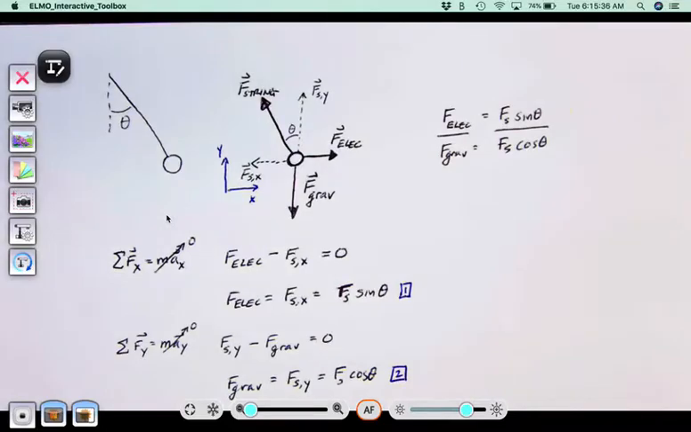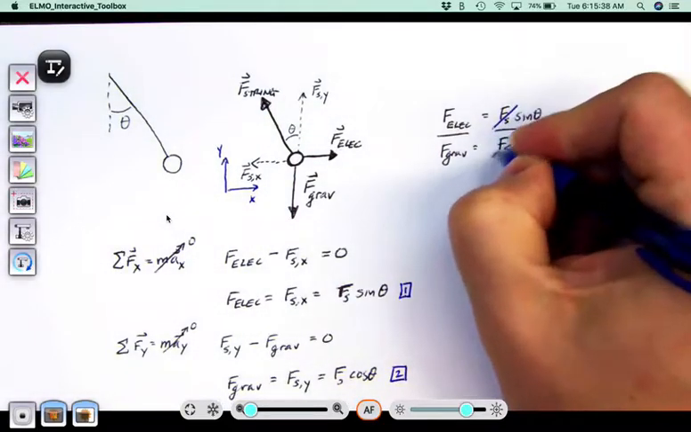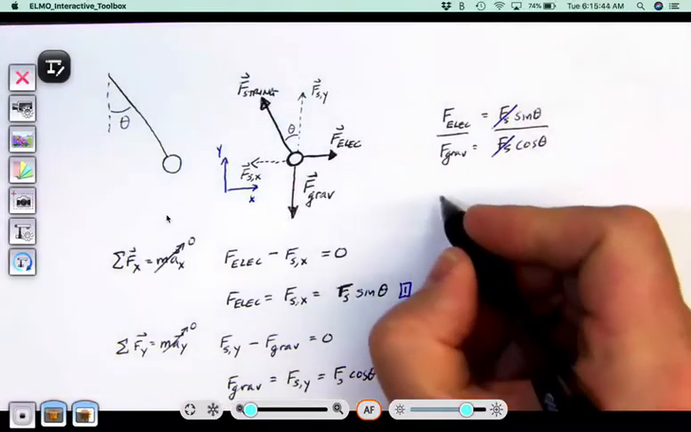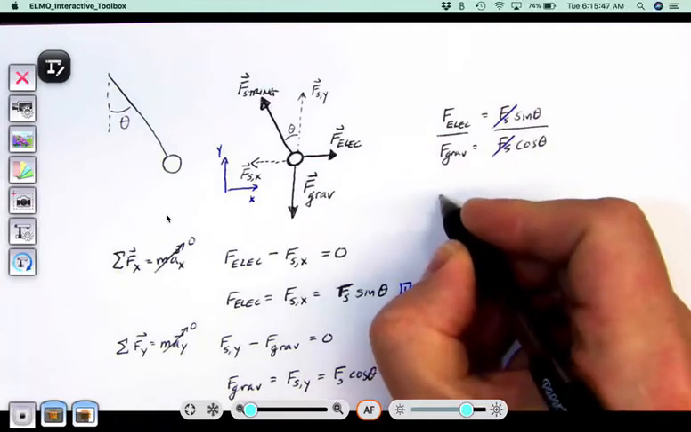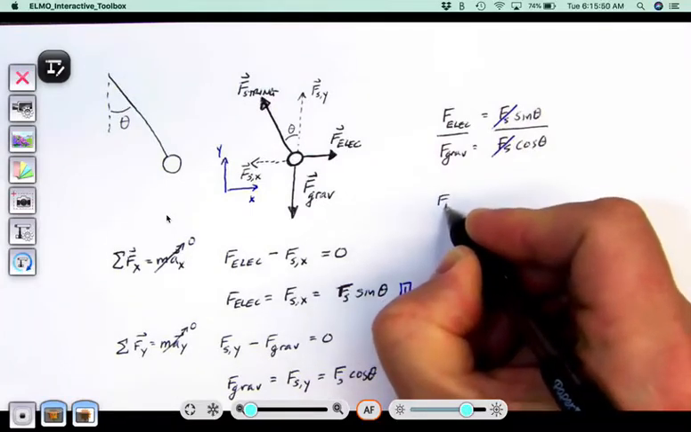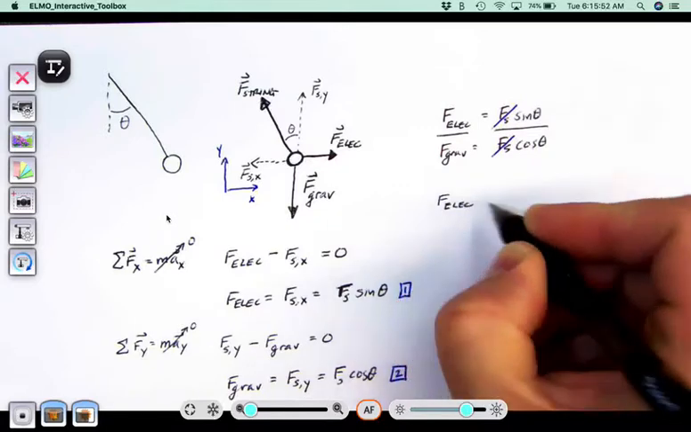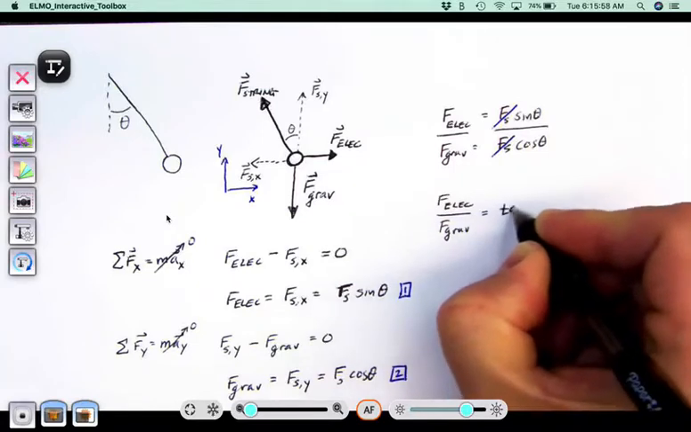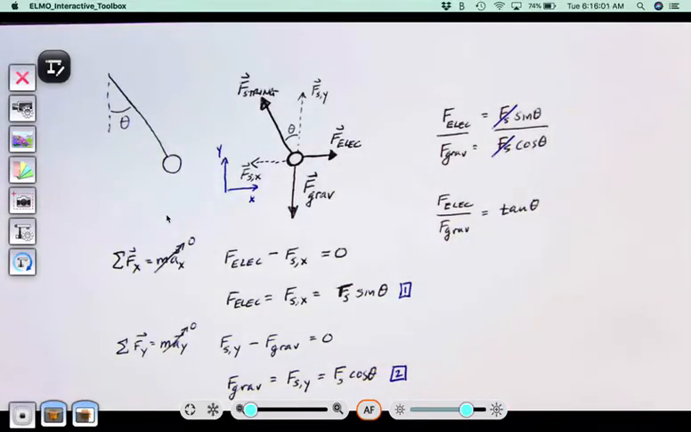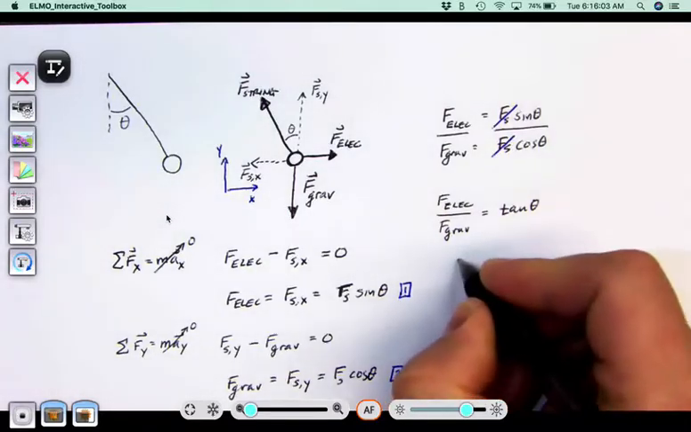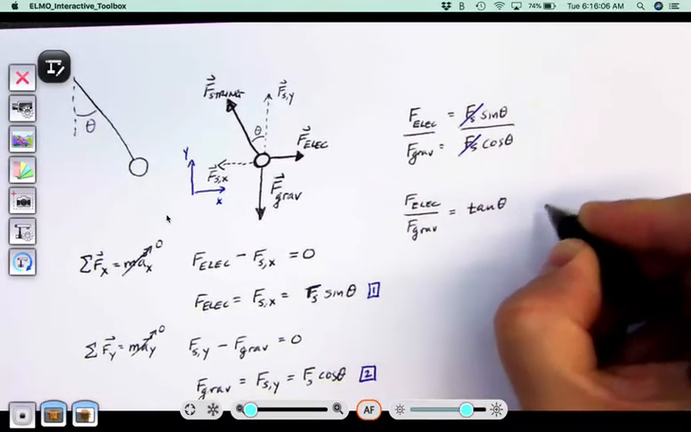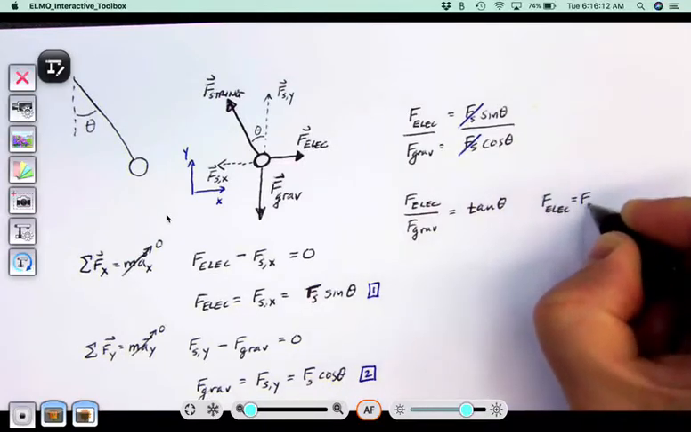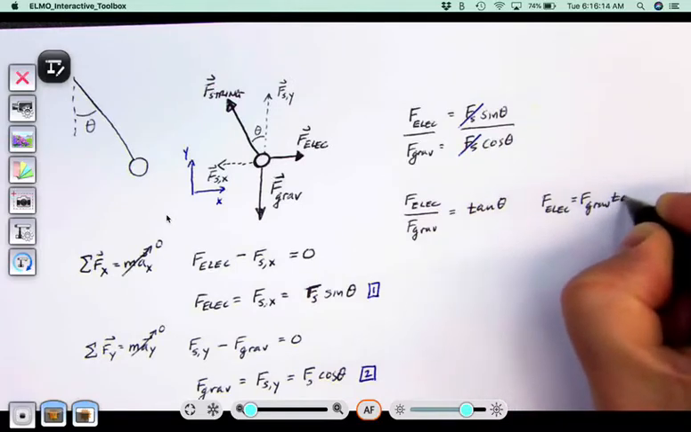And the reason I wanted to divide those is the string force cancels, and I'm left with sine over cosine here. And you may recall from some trigonometry of the distant past, sine over cosine is tangent. So now I have the electrical force over the gravitational force equals the tangent of theta. Or the electrical force equals the gravitational force times the tangent of theta.